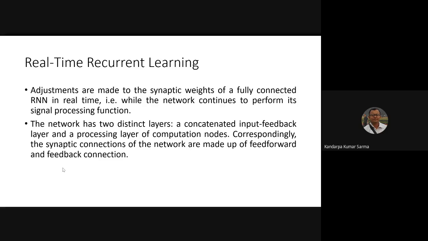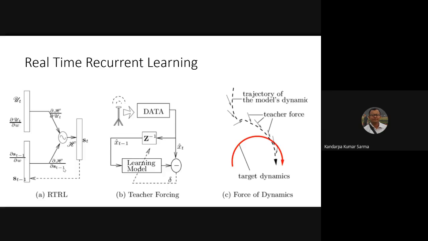In the case of real-time recurrent learning, the weight variations or weight tunings are made in the synaptic links of a fully connected recurrent neural network in real time. That is, while the network continues to perform its signal processing function, weights are being tuned and varied. The network has two distinct layers: a concatenated input feedback layer and a processing layer of computation nodes. Correspondingly, the synaptic connections of the network are made up of feed-forward and feedback connections. So here is a depiction of real-time recurrent learning.